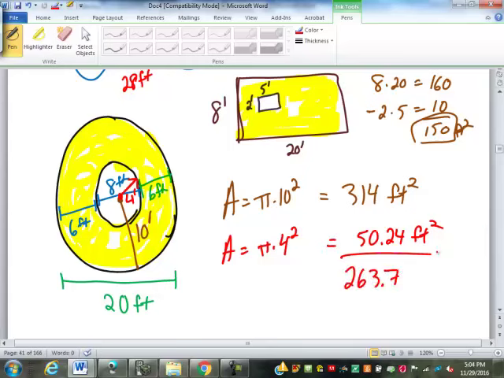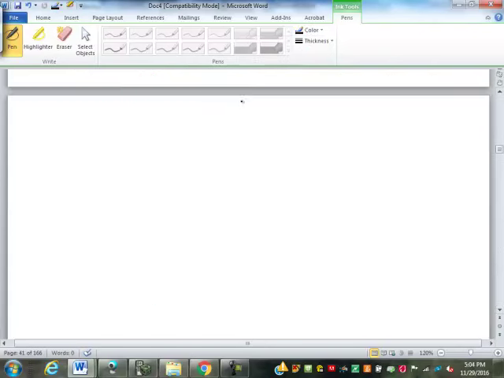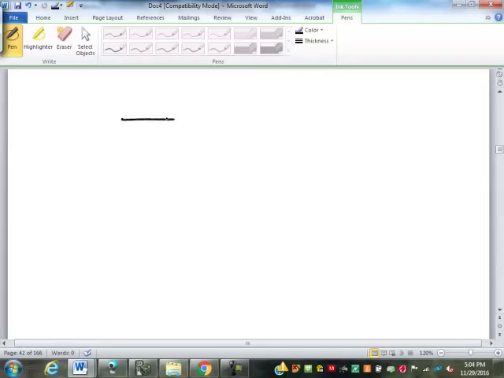I subtract, it gives me 263.76 square feet. Not so bad. Okay, with that in mind, better than that. Screw it, I'm gonna cheat.